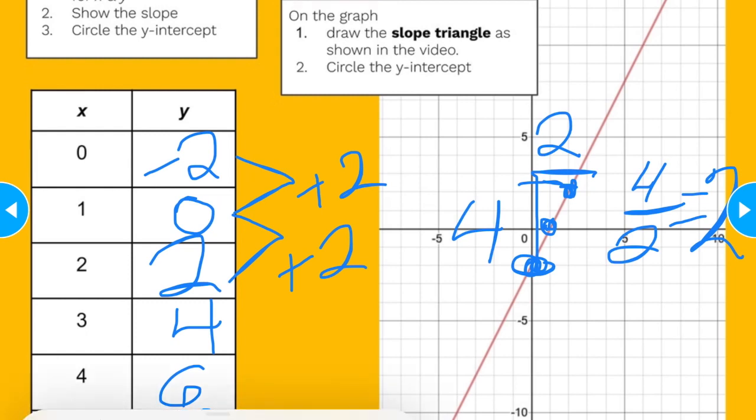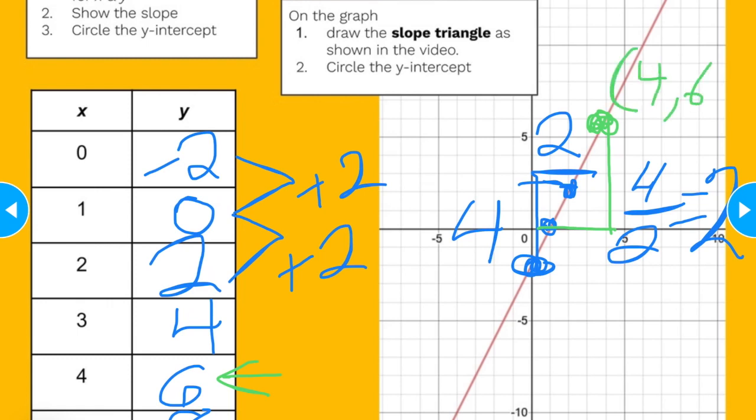But let's look at it again on the graph. We said 4. When x is 4, y is 6. So let's go over on our graph, over 4. And indeed, we end up with a point on the line. That point, we would write it as 4, 6. And that is indeed a point on the line.